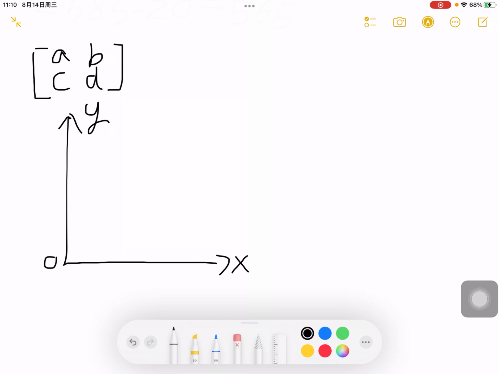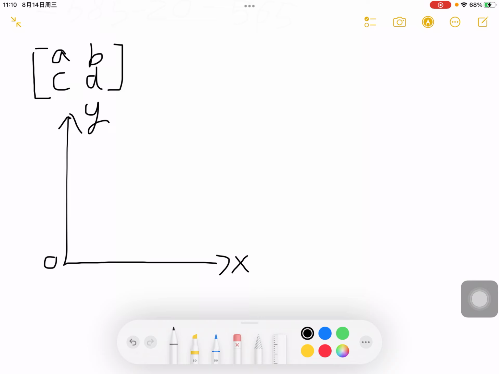Today we're going to look at a more visual meaning of determinants. So I'm going to plot the 2x2 matrix that I have onto the xy coordinate plane. I'm going to assume that A, B, C, D are all positive values just for visual understanding, and also it's easy to plot in the first quadrant.